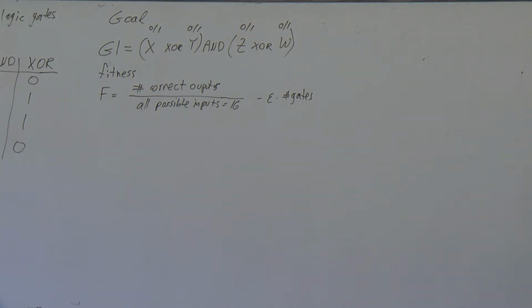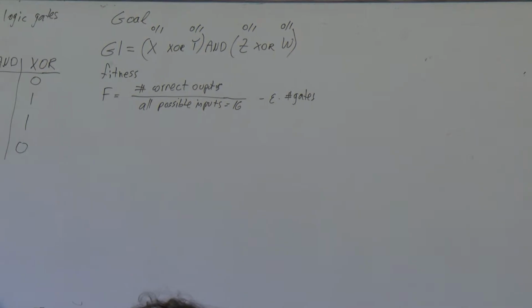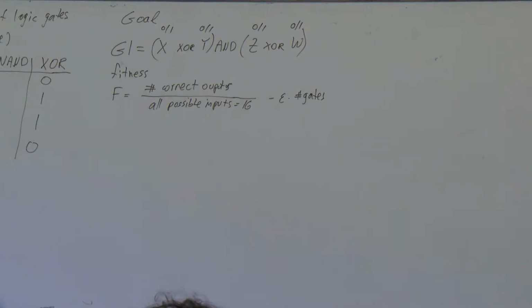Why did you choose this fitness function and not, let's say, correct outputs minus incorrect outputs? Yeah. Great. We can also do that. I don't think it'll change things much.